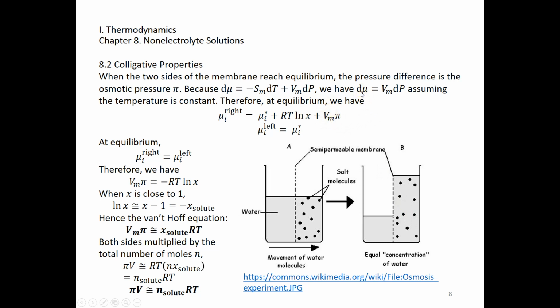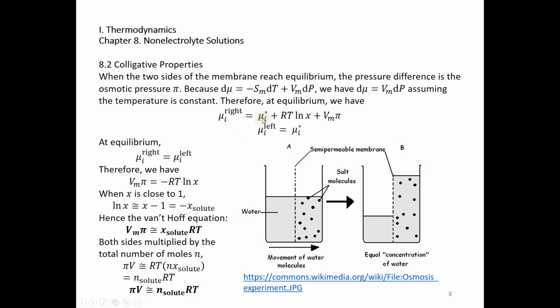You can see d mu is molar volume times dp. Now we have additional osmotic pressure pi, so this pressure and this pressure differ by pi, and therefore over here the chemical potential is higher than this by molar volume times pi. So really, if you look at the chemical potential of water on the right hand side, this level, it's equal to the chemical potential of pure water over here.